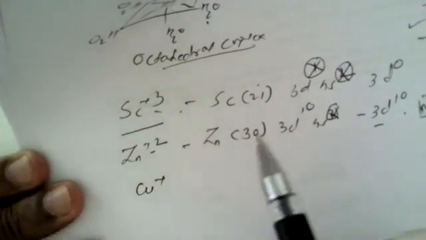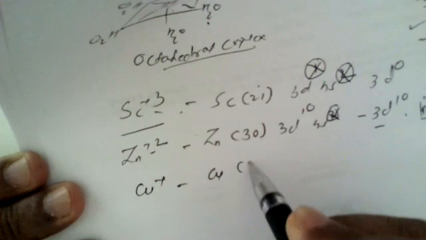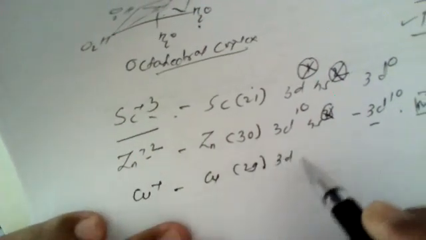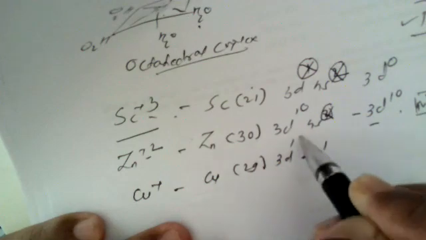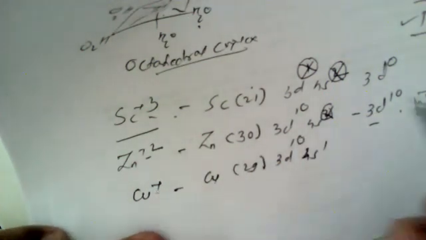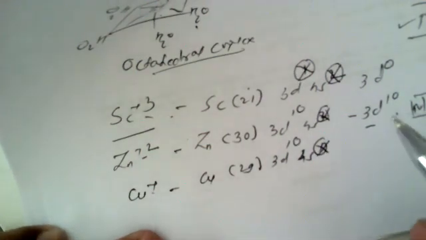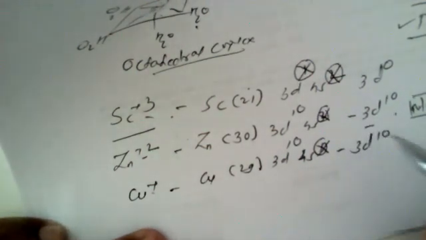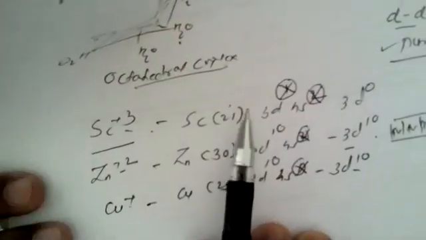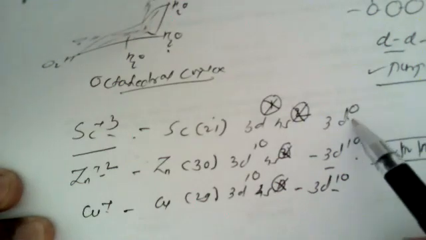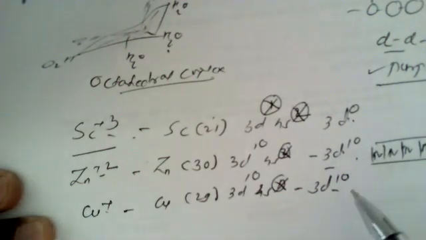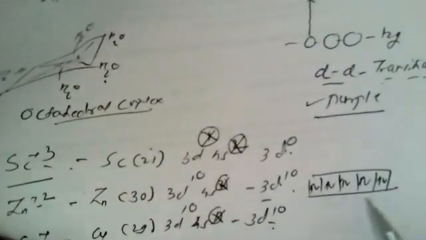Another example, copper plus 1. Copper, as we know, is atom number 29. The configuration can be written as 4s1 3d10. To arrive at the plus 1 oxidation state, copper must lose the electron from 4s. So it becomes 3d10, again a d10 configuration, which means colorless due to absence of unpaired electrons. So whenever the d orbital is empty, or completely filled with 10 electrons, the corresponding atom or ion is colorless.